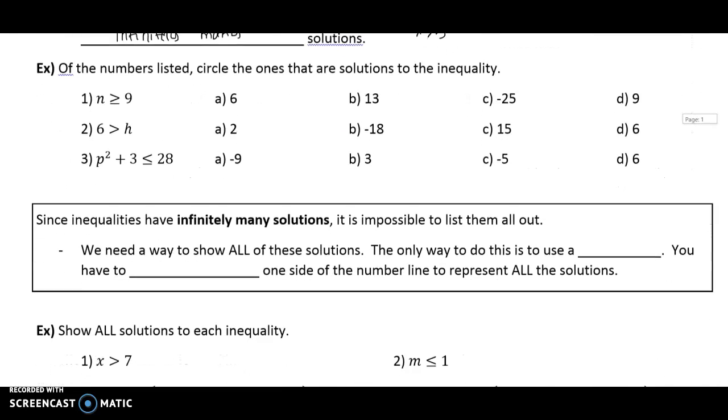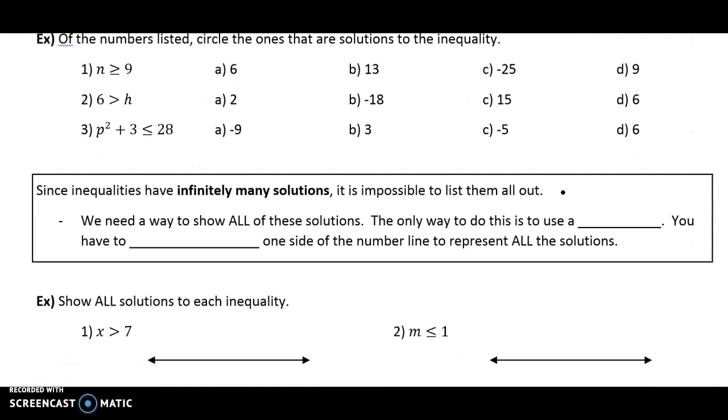We're just going to move into determining if things are solutions or not. So how this works, n is greater than or equal to 9. That's what this is saying. When it's asking which ones are solutions, you just go through. Is 6 greater than or equal to 9? You can put it in for n. You can just go over here and go 6 greater than or equal to 9. Is that true? No, it's not.